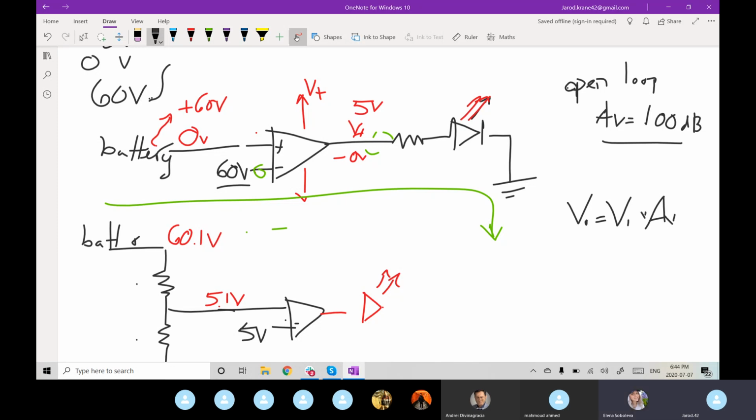Okay, cool, thanks. Yeah, so even if we were to be at 60.01, so we're only 10 millivolts above, 10 millivolts multiplied by 10,000 is still going to be a massive number beyond our supply voltage. So it doesn't take much of a difference to basically trigger this behavior.